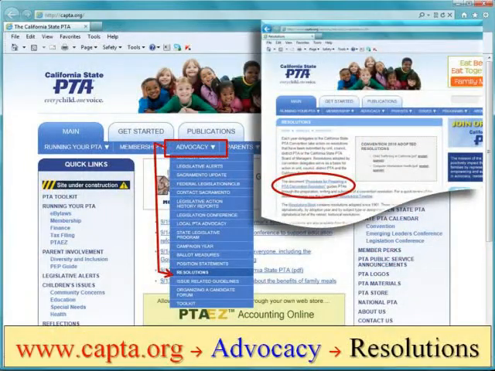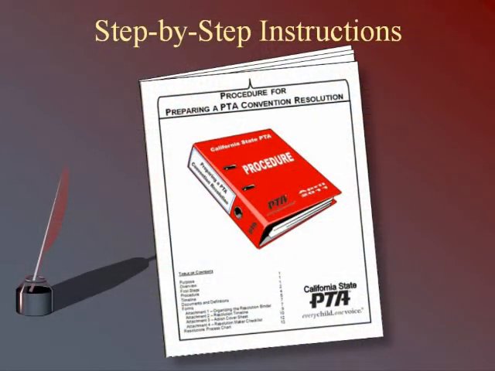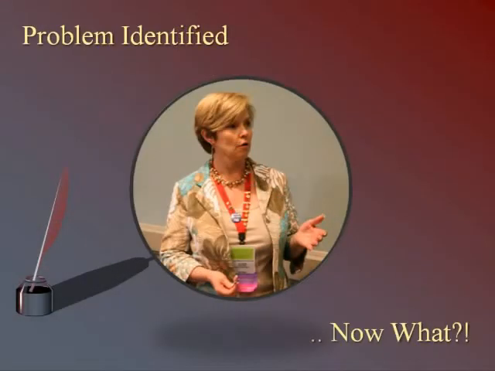Begin by visiting our website and download a copy of the Procedure for Preparing a PTA Convention Resolution. You can access it from the Resolutions page. This document will take you step by step through the process for building and submitting a resolution. Now, let's see what it takes to build one.